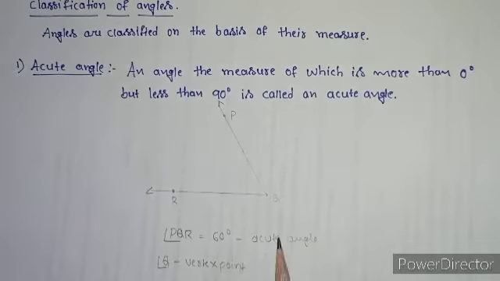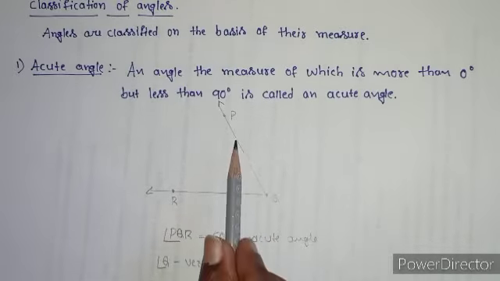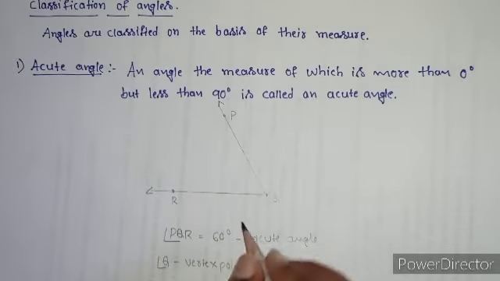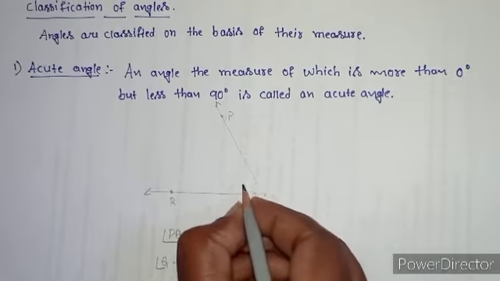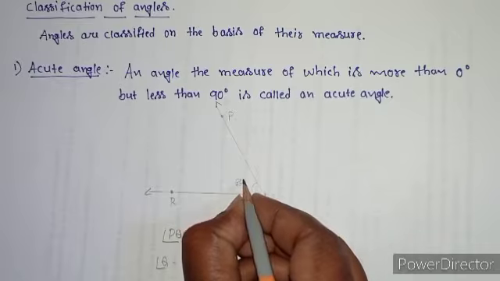Because the angle measures more than 0 degree and less than 90 degree. Here PQR is 60 degree.